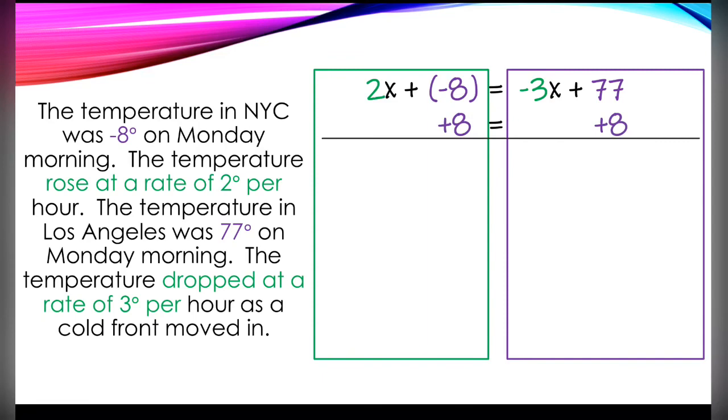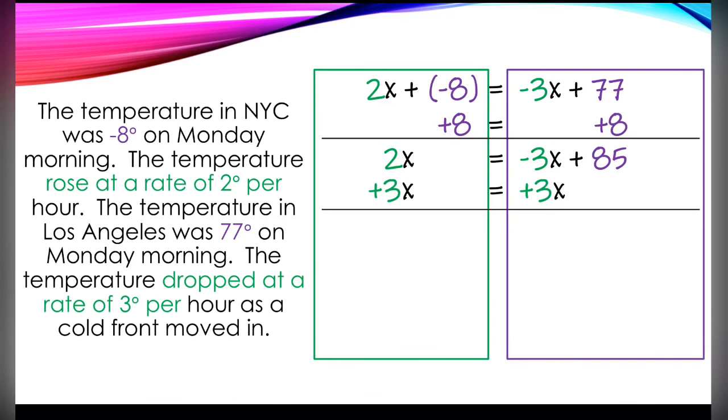First thing we're going to do is get rid of that purple. So the negative 8 has to have positive 8. Do it to both sides. We're left with 2x over here and the negative 3x plus 85 over there. Now we want to get rid of the green, or the coefficient on this side. From negative 3x, we have to add 3x to both sides, giving us the new math of 5x over here and 85 here. Again, go ahead and divide each side by 5, giving us x equals 17.